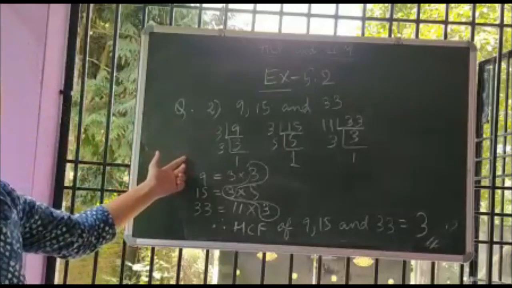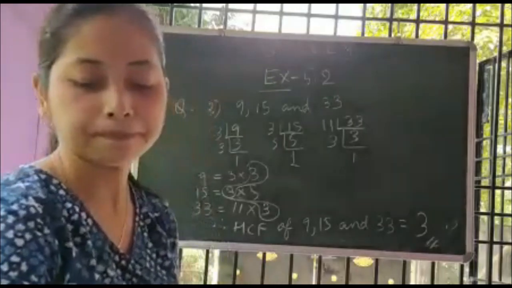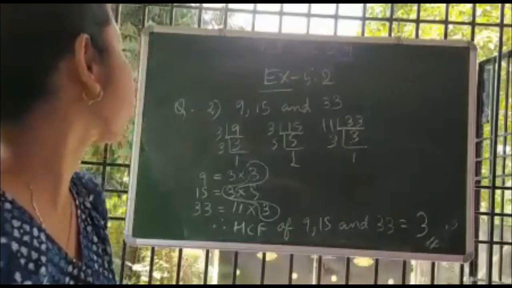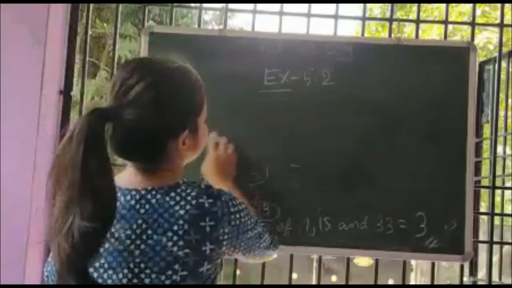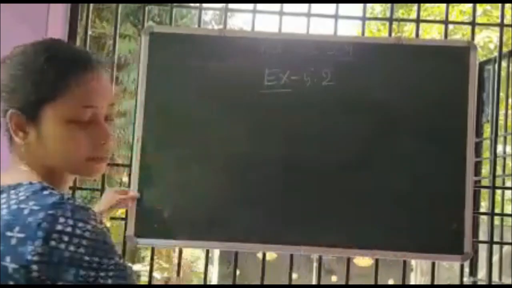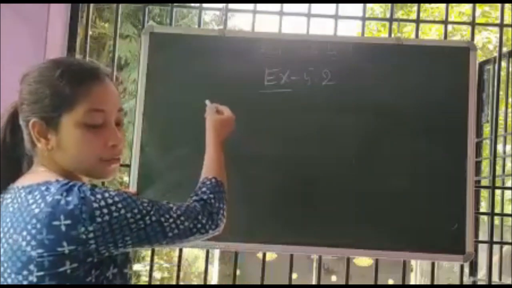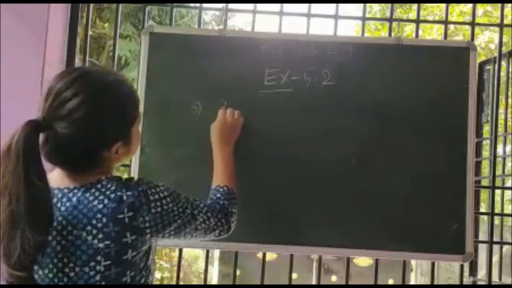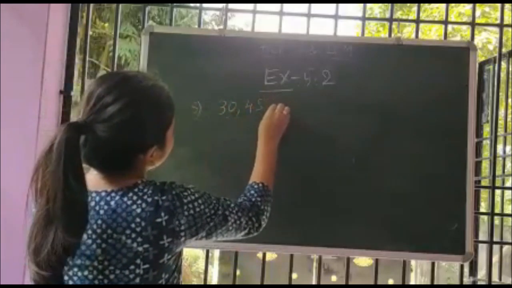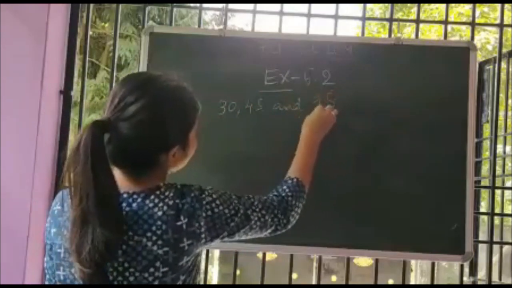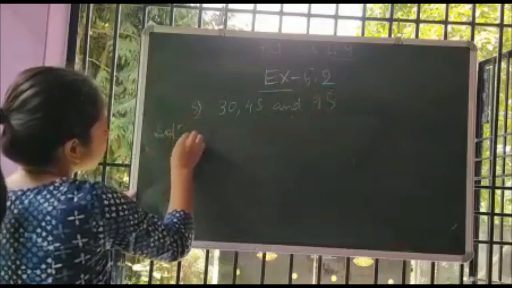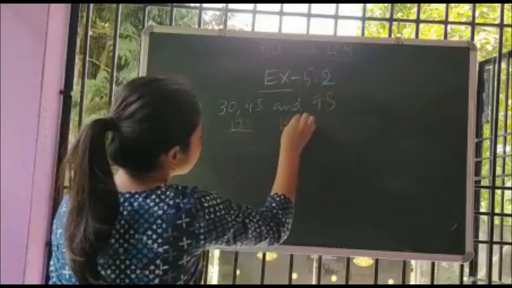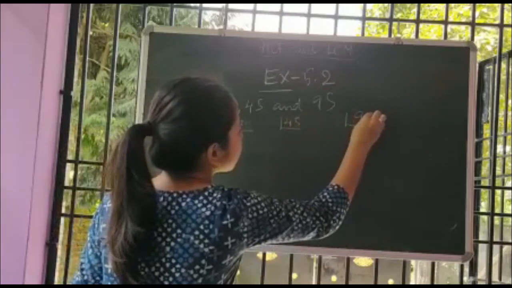Now let us come to the next question, that is question number 5. Let me change the chalk. Question number 5: 30, 45 and 95. In the same way, first of all we will take the prime factorization of 30, then the prime factorization of 45, then the prime factorization of 95.